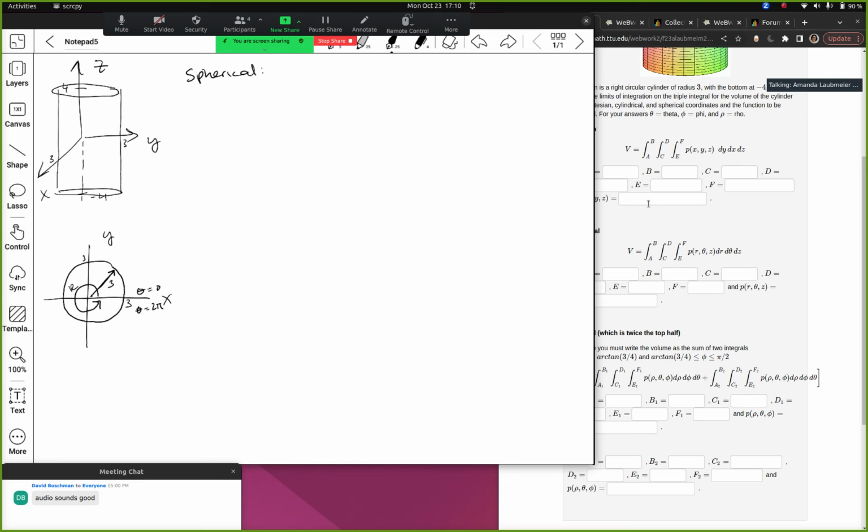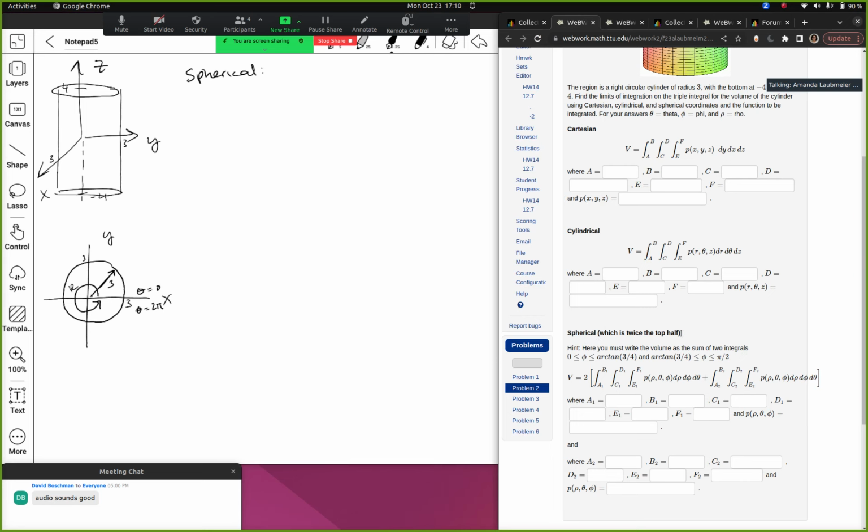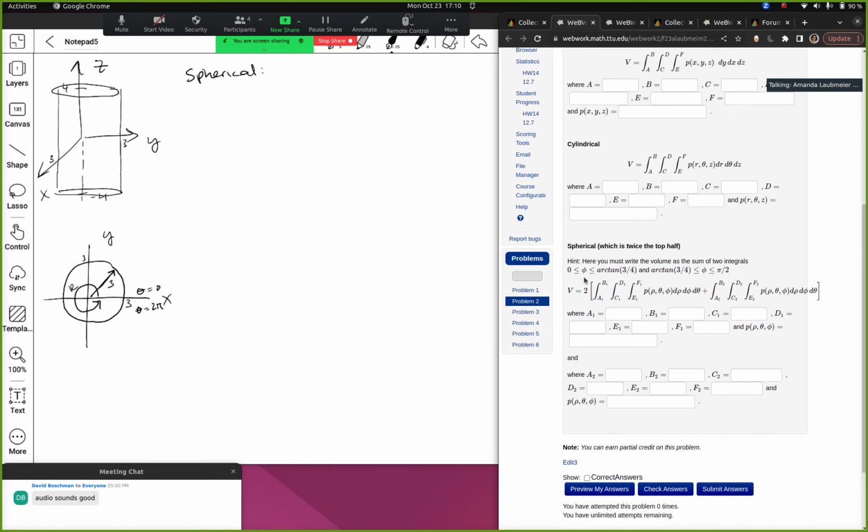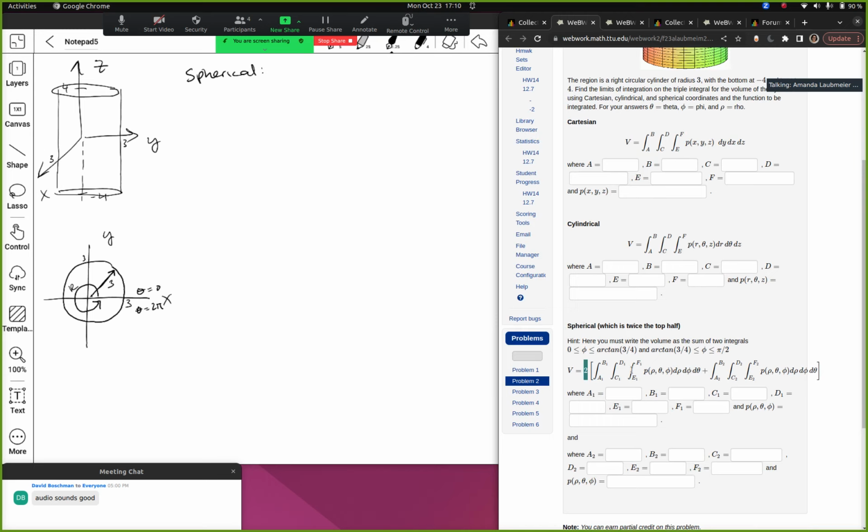So spherical is the hardest one. They tell you spherical is twice the top half. So they're actually setting up the integral for only the top half, and then you would double it, times 2, to get the full shape. And then within that half, you actually have to do 2 separate integrals.